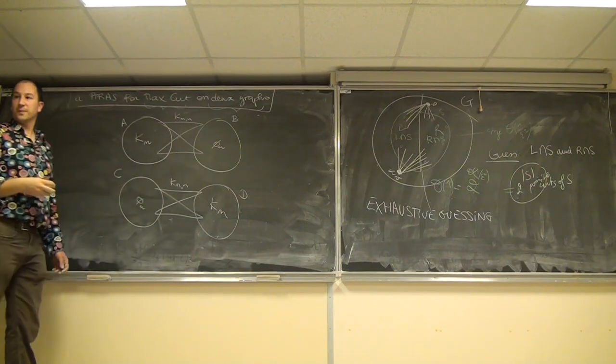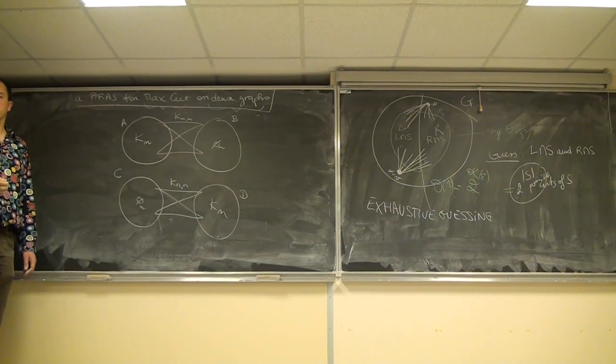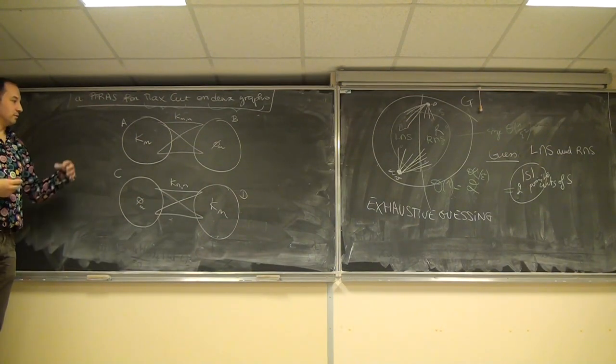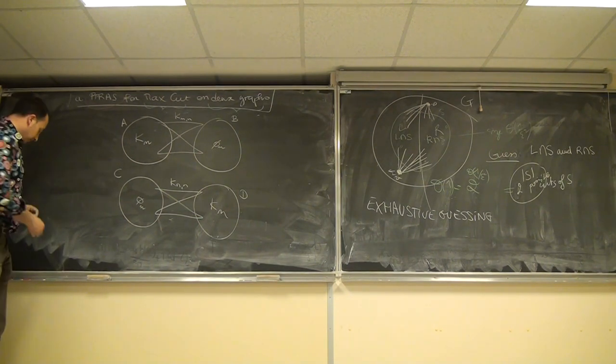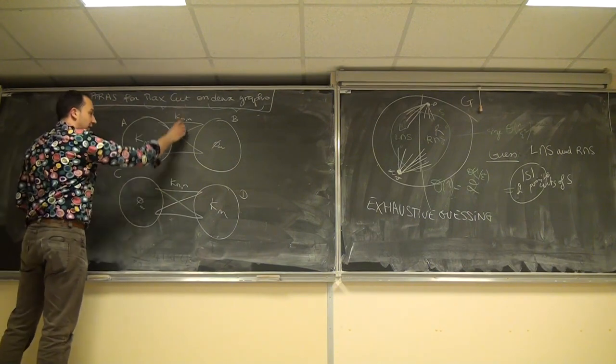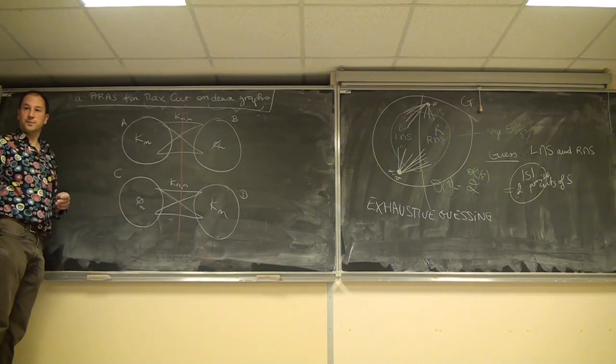Between these two parts. Okay? And let's look at what our algorithm does on this graph. So first, what we can see is that we have clearly a cut here that cuts this graph in two.